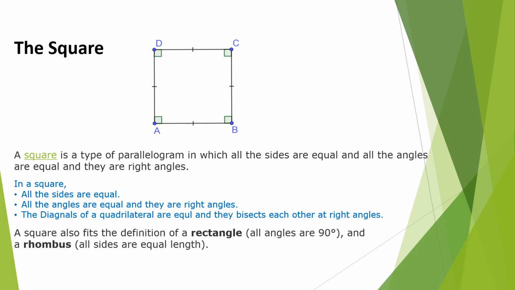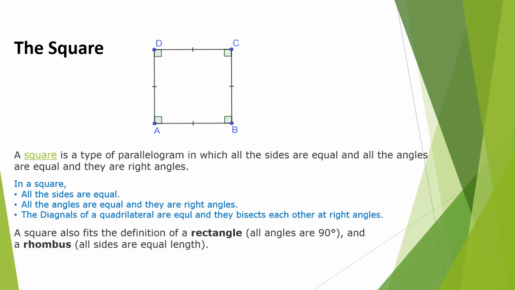So a square also fits the definition of a rectangle and a rhombus. That means in case of rectangle, all angles are 90 degrees. So the square shares this property from the rectangle. And in a rhombus, all the sides are equal length. So the square shares this property from the rhombus. So the square is the combination of rectangle and rhombus.